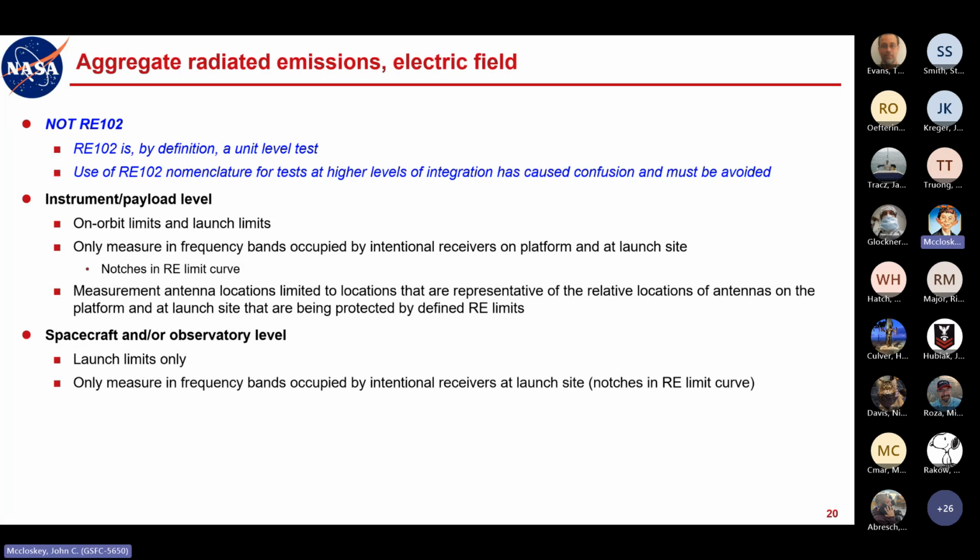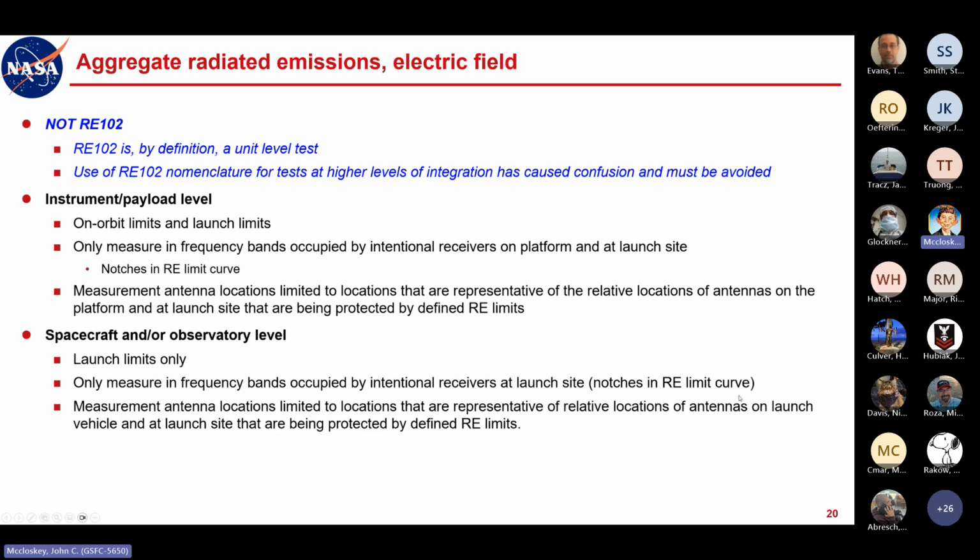Anyway, so this is the general philosophy. And then, of course, every platform is special, and you have your discussions about what is necessary on any given platform. But this is my general assessment of a going-in position, right? But your main concern at spacecraft or observatory level are your launch limits and your launch vehicle receivers. So you only need to measure in frequency bands occupied by the intentional receivers at the launch site or on the launch vehicle. So those are your notches in the RE limit curve. And again, antenna locations that are representative of locations of the antennas that you're protecting.